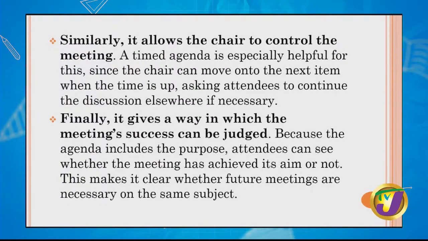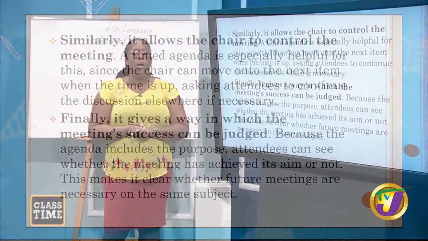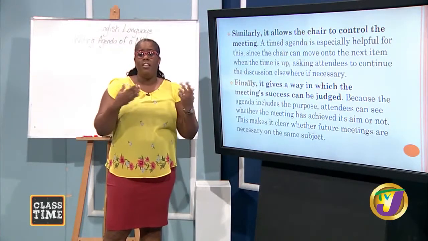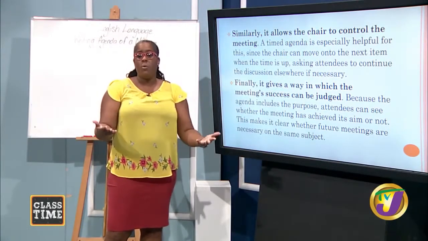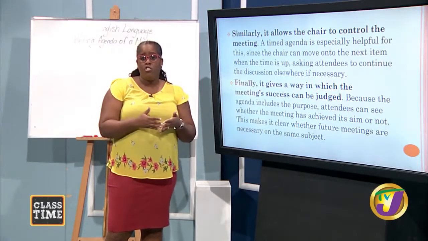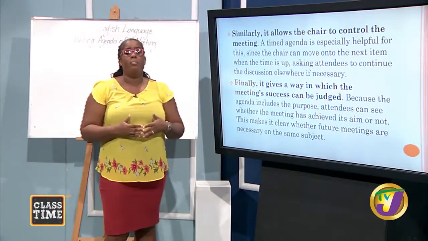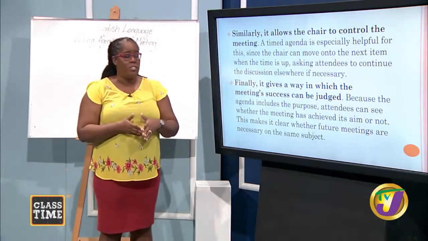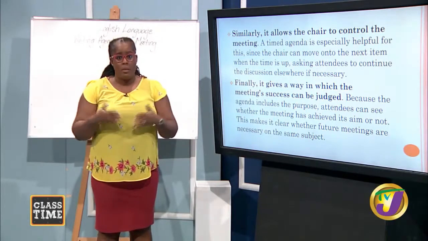Similarly, it allows the chair to control the meeting. A timed agenda is especially helpful for this, since the chair can move on to the next item when the time is up, asking attendees to continue the discussion elsewhere if necessary. There's always someone who is the chairperson or the host of the meeting. When we have an agenda, a clear structure, it helps the chairperson or the host to control the meeting.